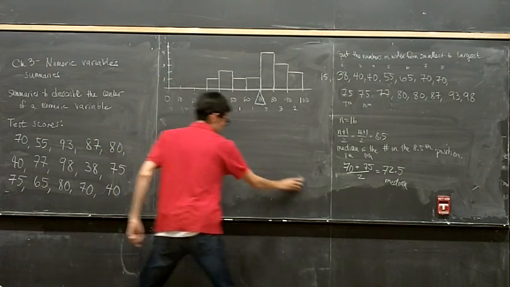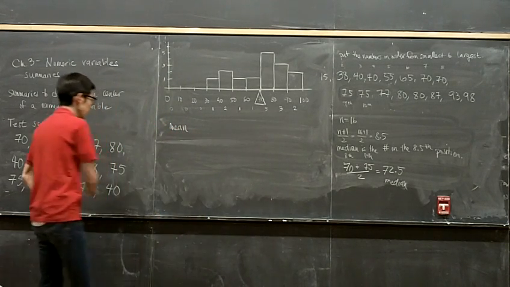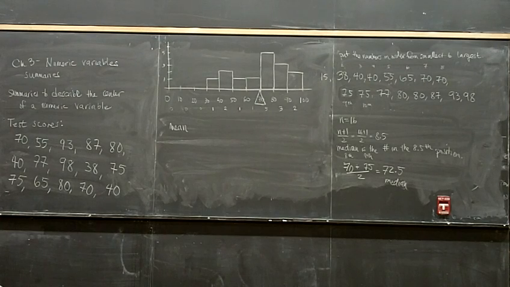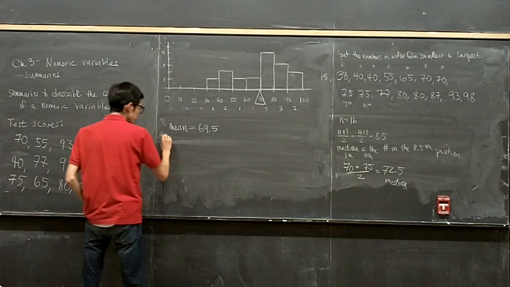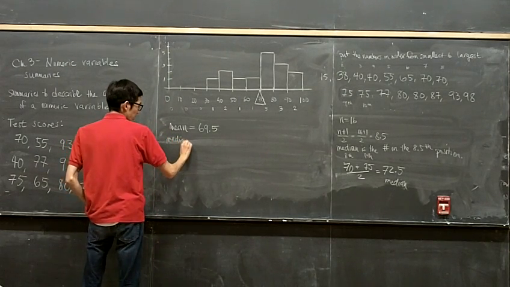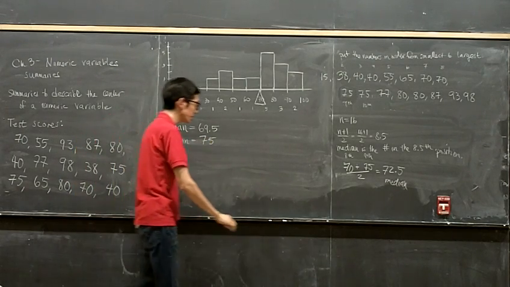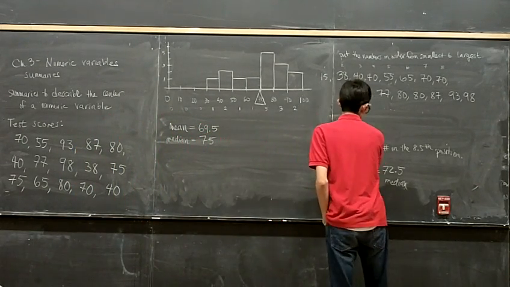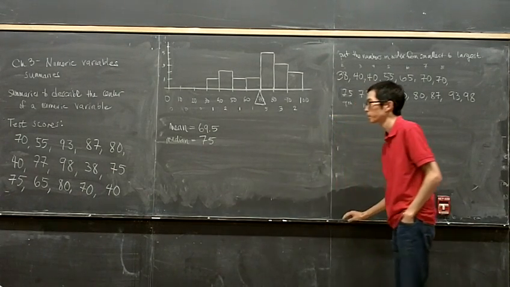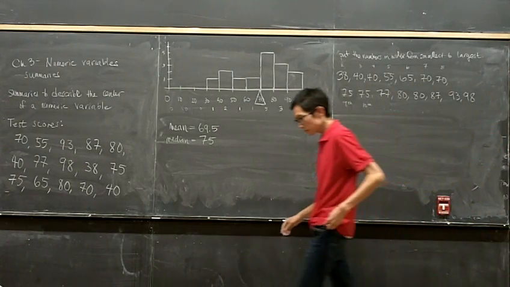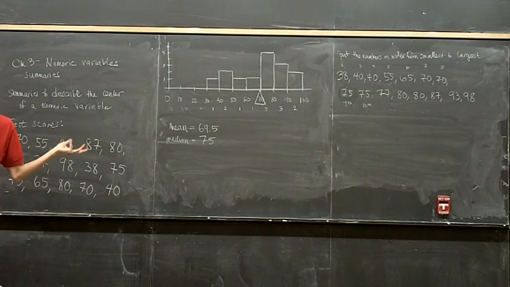Okay, so let's recap. What was my mean when I looked at all 15 of my numbers? 69.5. My mean was 69.5. And what was the median? My median, when I'm just looking at the 15 numbers, was 75. So these both give us an idea of where the center is, okay?